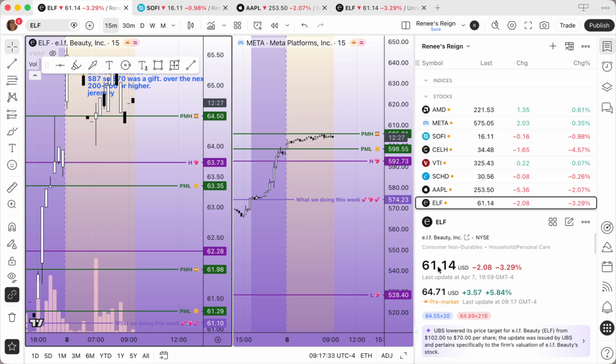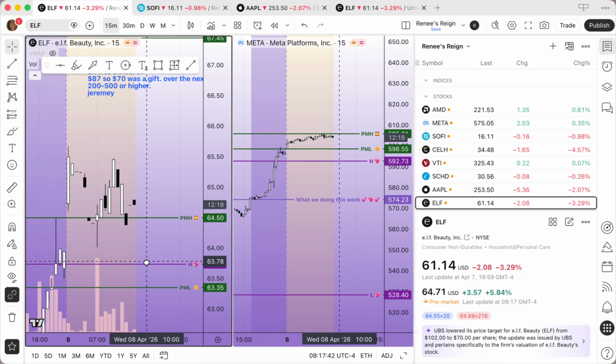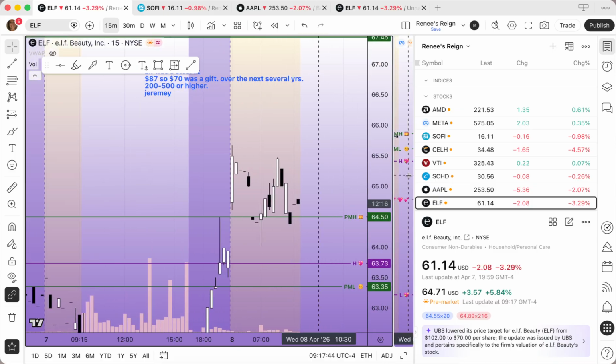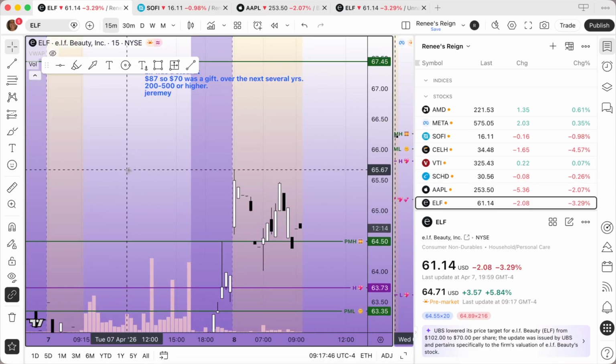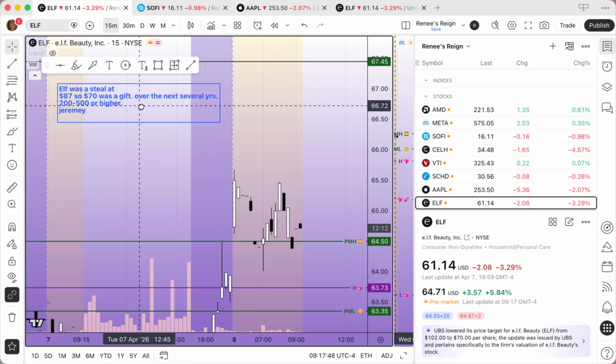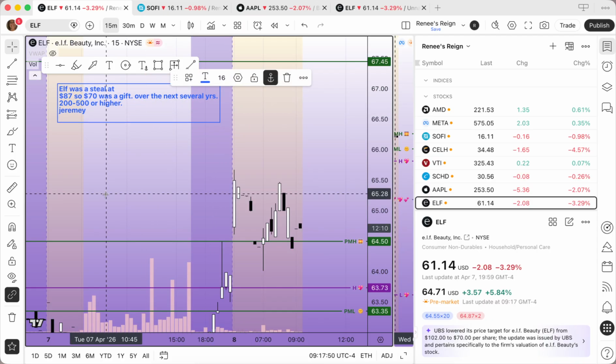But this is the watch list. So I'm gonna keep them in there because I am thinking about them. I just did some homework on ELF here. Here's their chart. And I put notes in my charts. So I was told ELF was a steal at $87. So at 70, it is a gift.